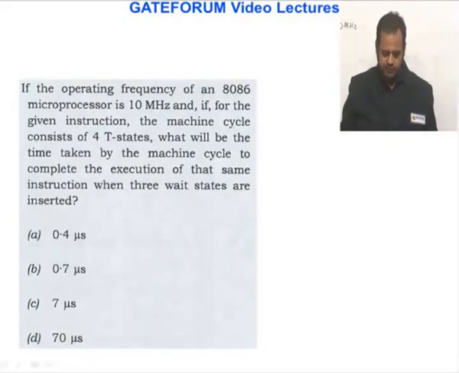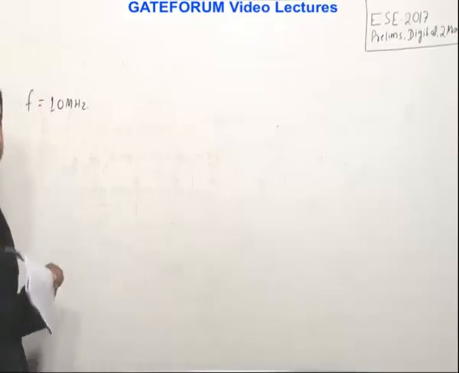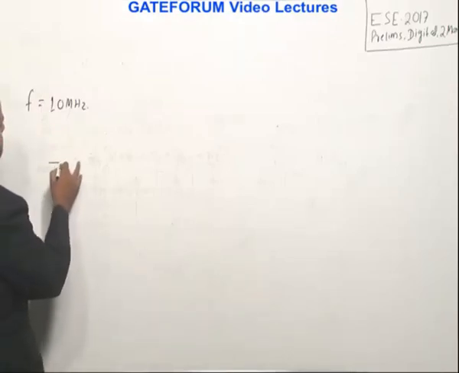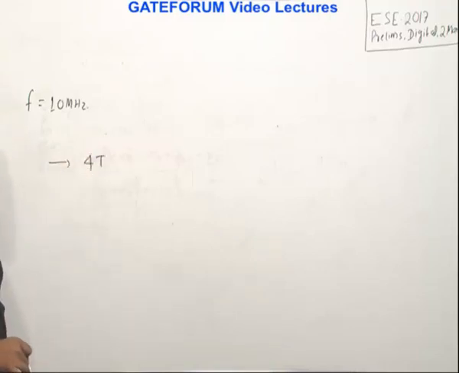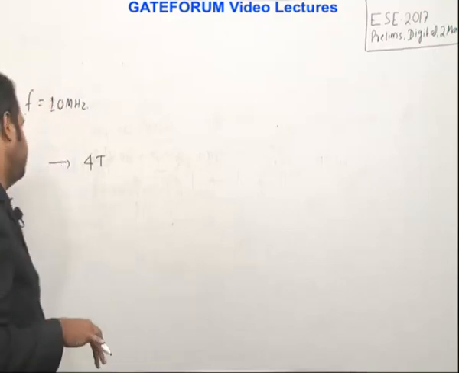If the operating frequency of an 8086 microprocessor is 10 MHz, and for the given instruction the machine cycle consists of 4 T states, what will be the time taken by the machine cycle to complete execution of that same instruction when 3 wait states are inserted? So the processor has an operating frequency of 10 MHz. An instruction is taking 4 T states to execute, and at the end 3 wait states are inserted.